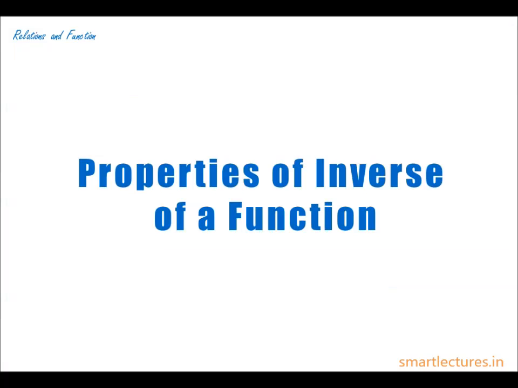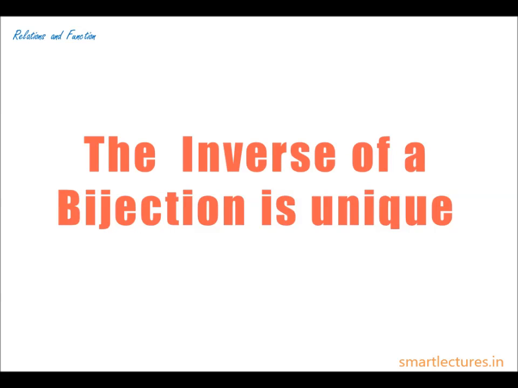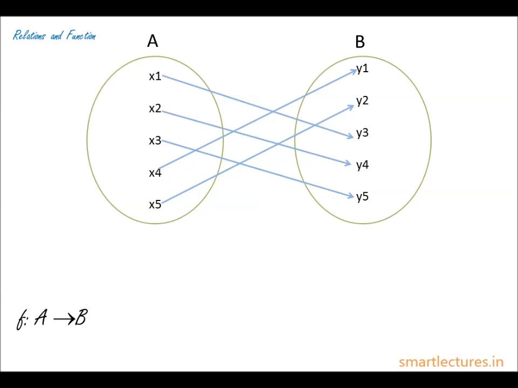So, in this episode, we shall discuss some important properties of inverse of a function. And the first property or the theorem is the inverse of a bijection is unique. Now suppose f is a function from A to B, and also suppose it is a bijective function. And now as per this theorem, the inverse of the given bijective function f is unique.